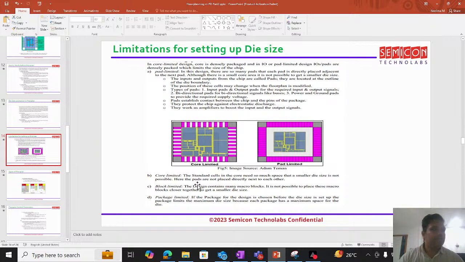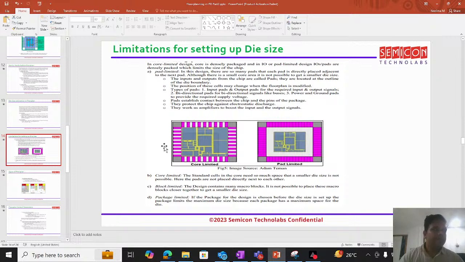Sometimes you will have a limitation on the package as well. If the package for the design is chosen before the die size is set up, the package limits the maximum die size because each package has a maximum space for the die. Sometimes the package also will be a limitation if you have to reuse it. You don't want to invest the money again for redoing the package activity, you want to just reuse the package. In that case, the package area also will be a constraint where you cannot increase your SOC area beyond the package area. So these kinds of limitations also will be there.